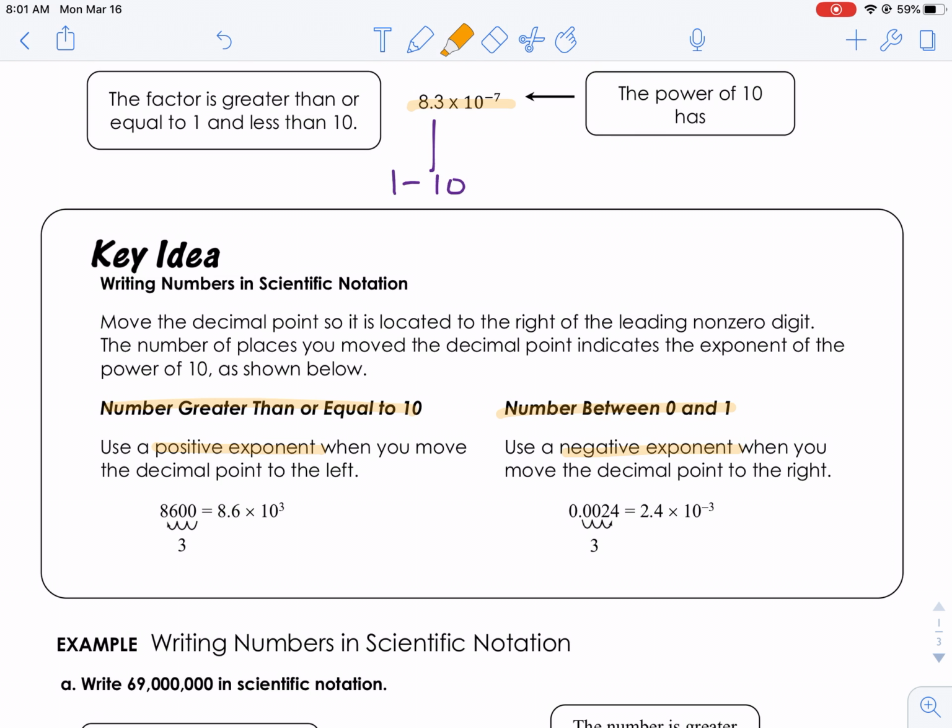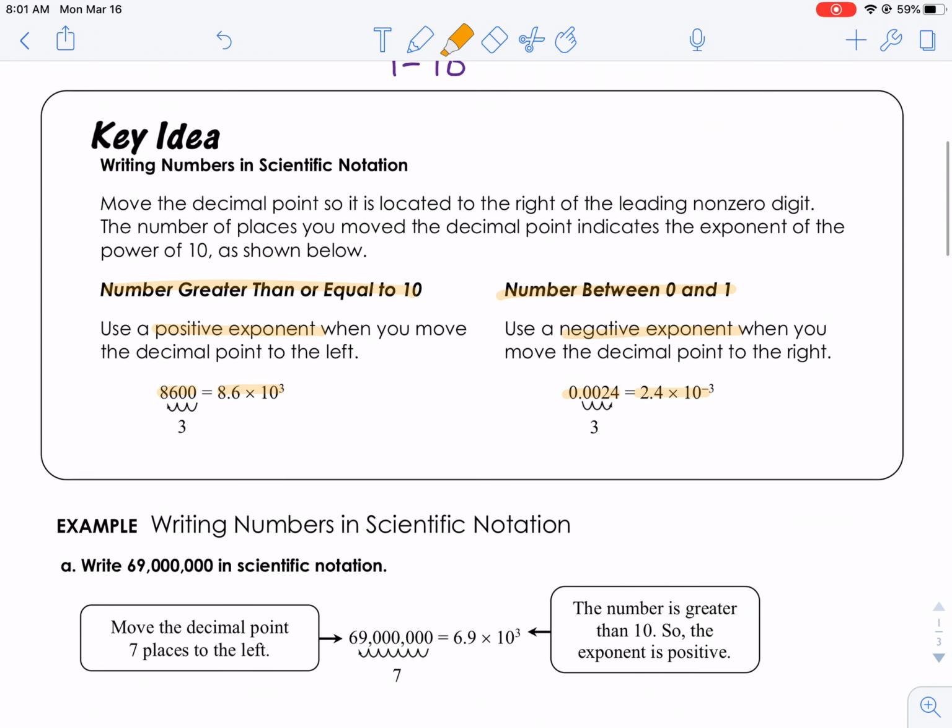And when we have the number 8,600, that's in standard form, and that would be equal to 8.6 times 10 to the third. And we'll talk about how to get that. 0.0024 would be equal to 2.4 times 10 to the negative third. And again, we'll talk about how to get that. But your positive exponents are going to indicate large numbers. Your negative exponents are going to indicate small numbers.